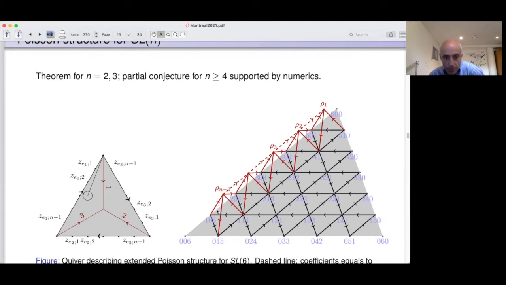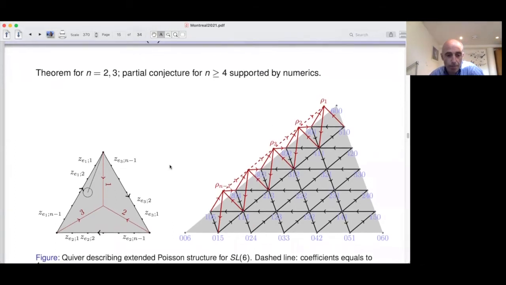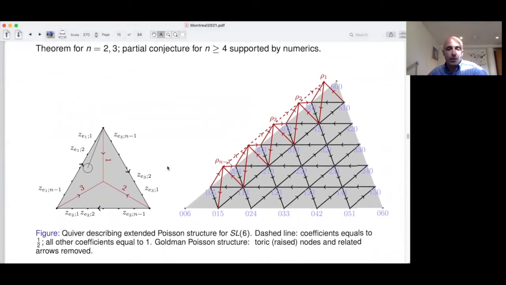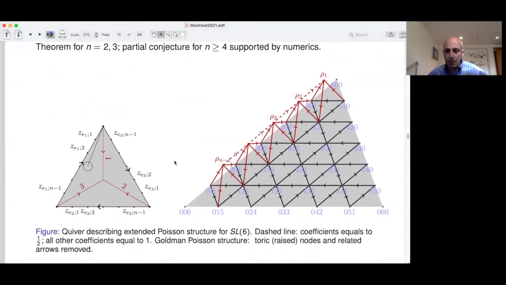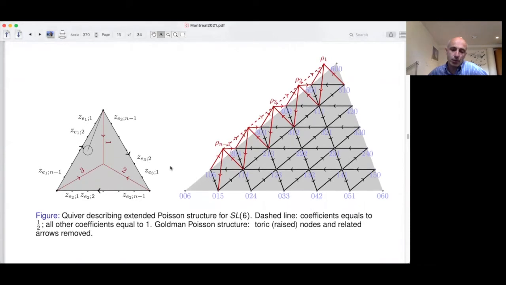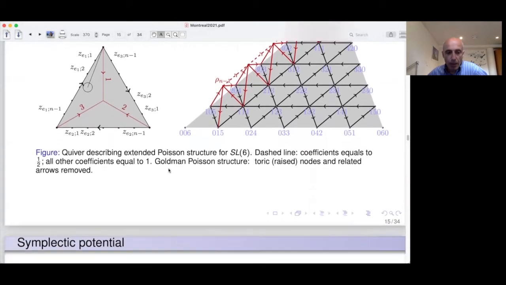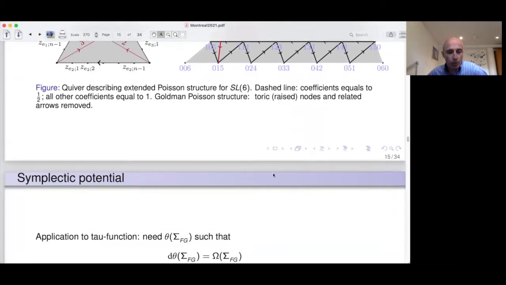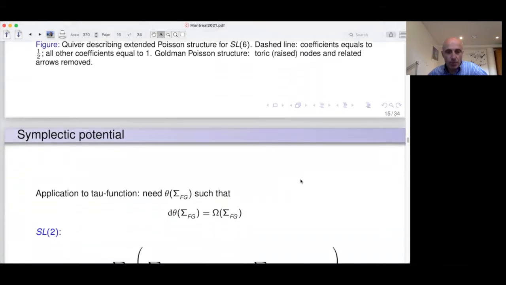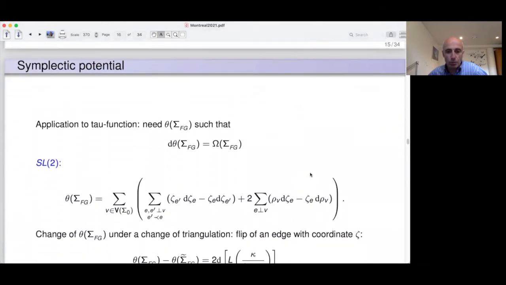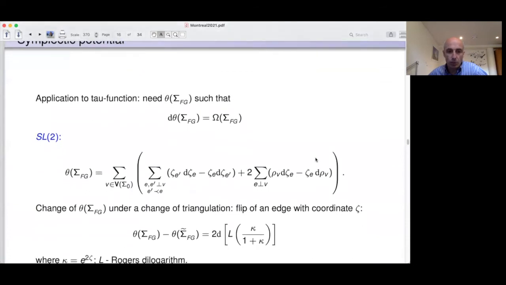And so if you just ignore these red edges, what you get is the Poisson structure for the Goldman bracket itself. If you add these red edges, then you get the extended one, right? I'm saying that it has a very natural graphical interpretation, but our goal was a little bit pragmatic, right? All this formalism was needed just to be able to integrate the Goldman form.